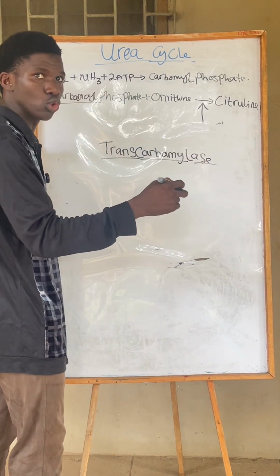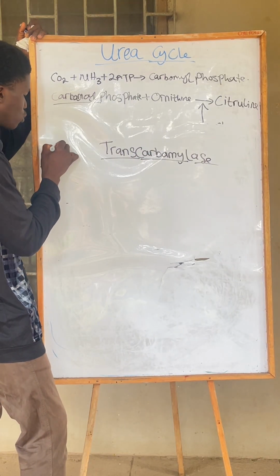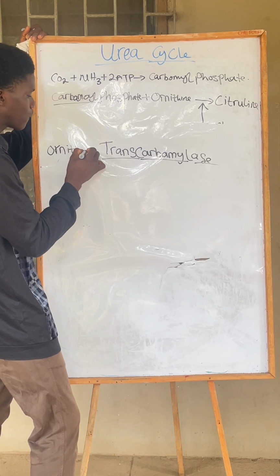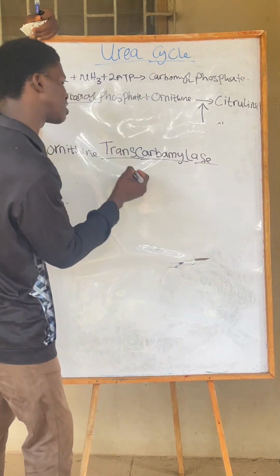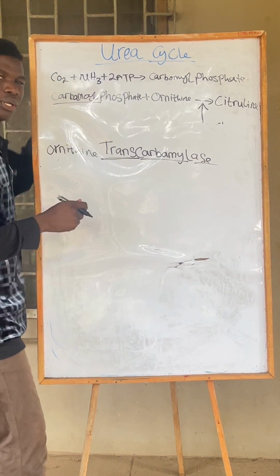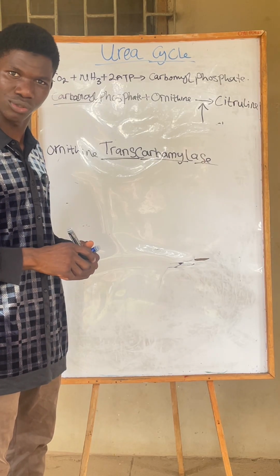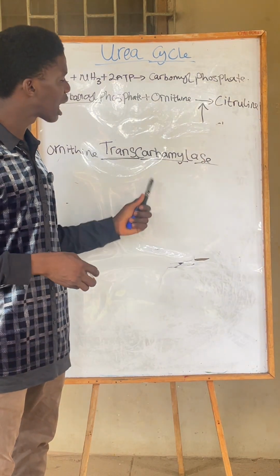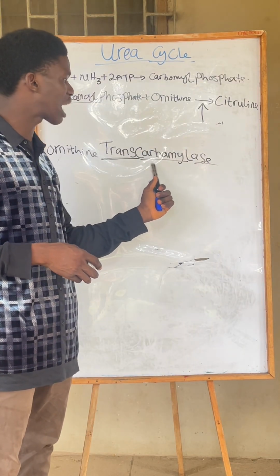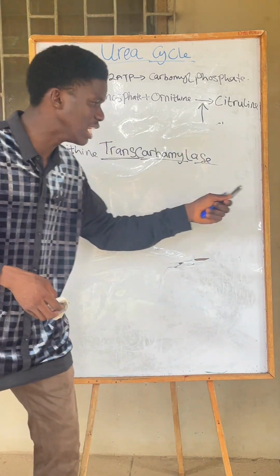But where does it transfer it to? It transfers it to ornithine. So the full name of the enzyme will be known as ornithine transcarbamylase. That is, this guy transfers carbamyl to ornithine. Do you understand the name of the enzyme, how it is gotten? It transfers carbamyl. It did not transfer the phosphate side, so it only transferred the carbamyl to ornithine. So that is the full name of the enzyme. You just put lase there.